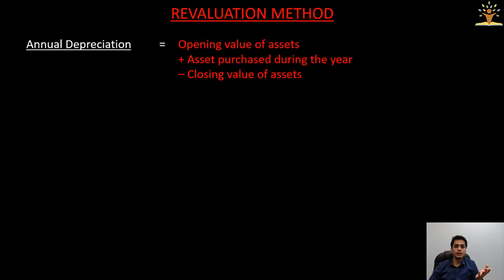Now, what's the formula for revaluation method of depreciation? You take the opening value of the assets at the beginning of the year, how much value of assets you had, add the assets you purchased during the year, fresh assets purchased during the year, and subtract the closing value of assets at the end of the year. How do you get the closing value of the assets at the end of the year? You need to take a stock of all your assets. You need to see which of these assets are not in usable condition and not fit for use further. So whatever assets can be used, we attach a value to them based on their current value, and finally we get a closing value of the asset. So using this formula, you would get the annual depreciation or the annual usage of the asset.